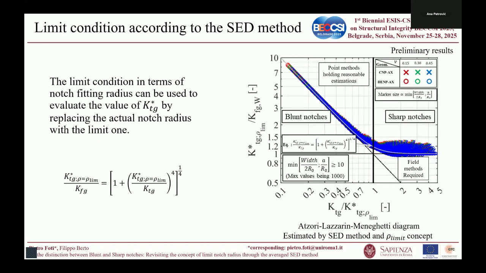Once we have done this, we have also summarized all the numerical results, starting from the diagram that I showed you before. So introducing the critical value for the stress concentration factor that was defined by Atzori, Lazzarin, and Meneghetti in other terms, we have evaluated it here by evaluating the stress concentration factor by replacing the geometry that we considered with the limit value for the notch radius. So we kept all the geometry the same and we replaced just the notch radius.